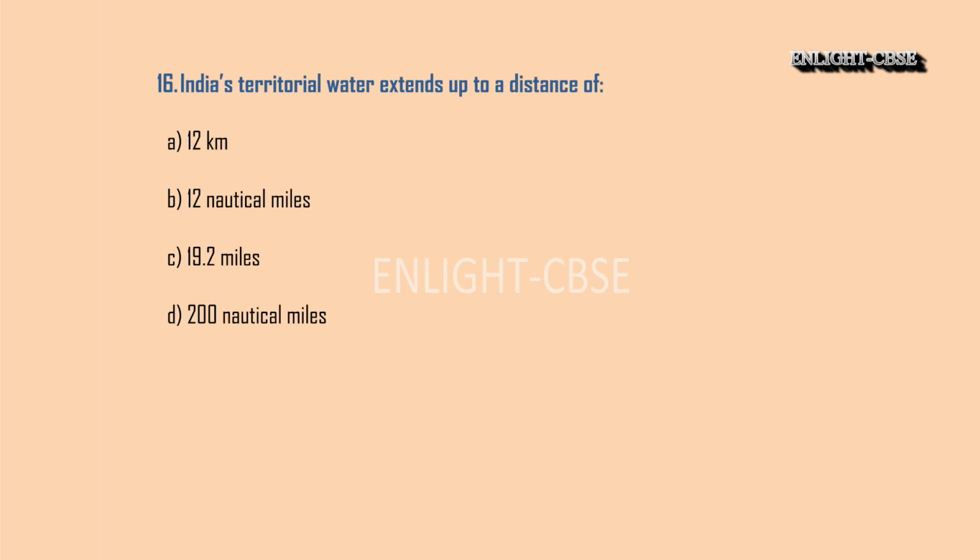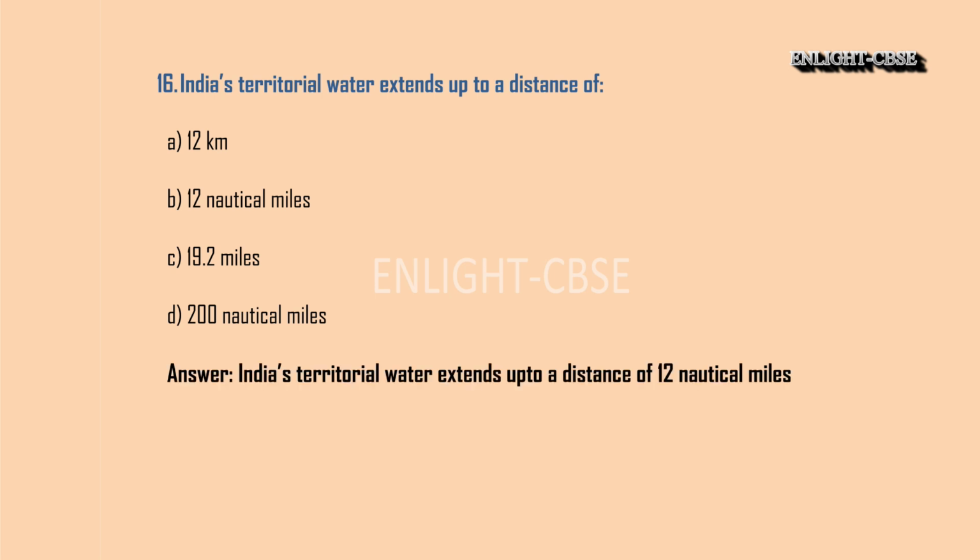Question 16. India's territorial water extends up to a distance of A. 12 kilometers. B. 12 nautical miles. C. 19.2 miles. D. 200 nautical miles. Answer: India's territorial water extends up to a distance of 12 nautical miles.